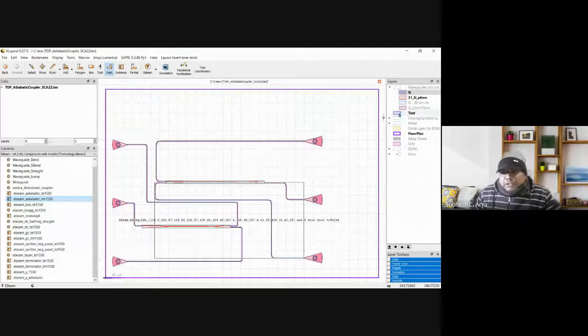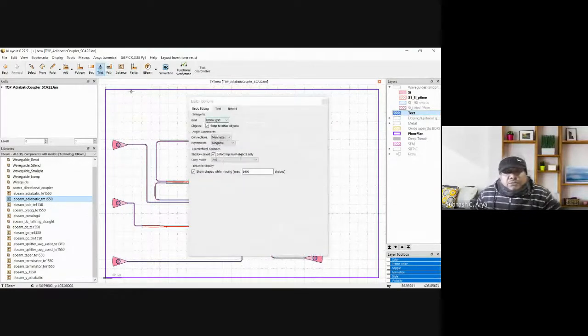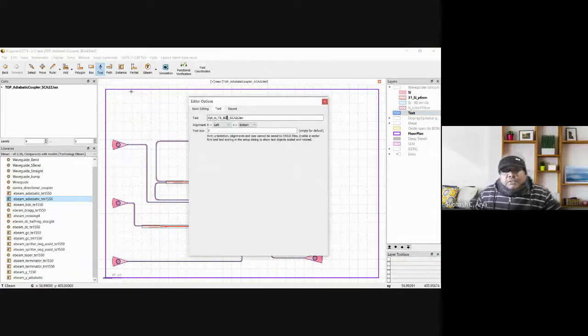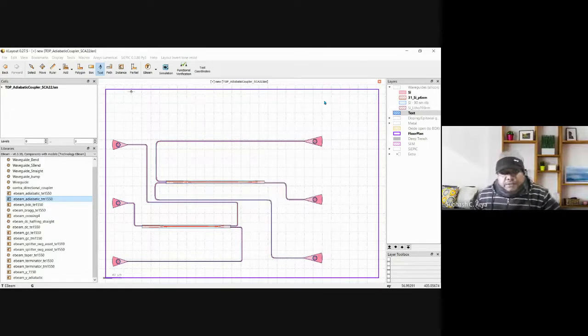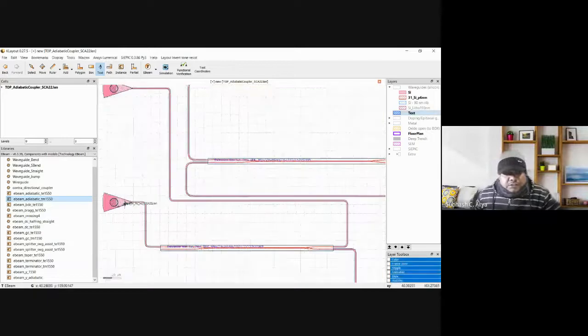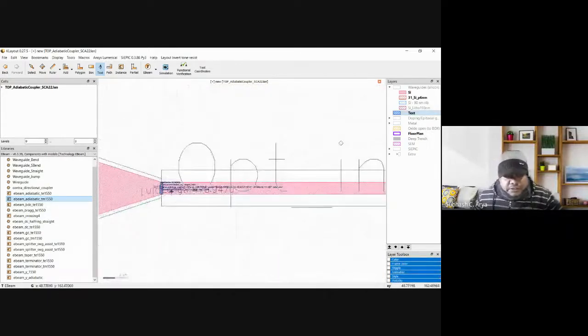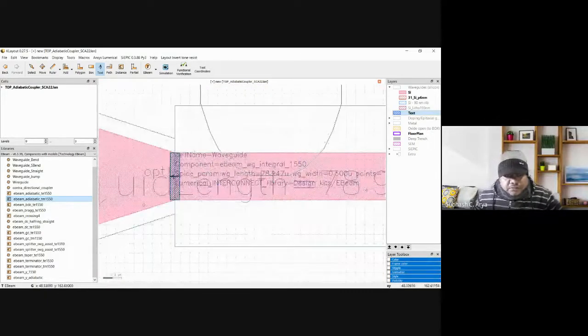Now go for the text. You see the text. Here text. So I will label it. So this will be broadband adiabatic coupler, adiabatic coupler AC. Today is 22, so 22 Jan. So I will put this here at this input.